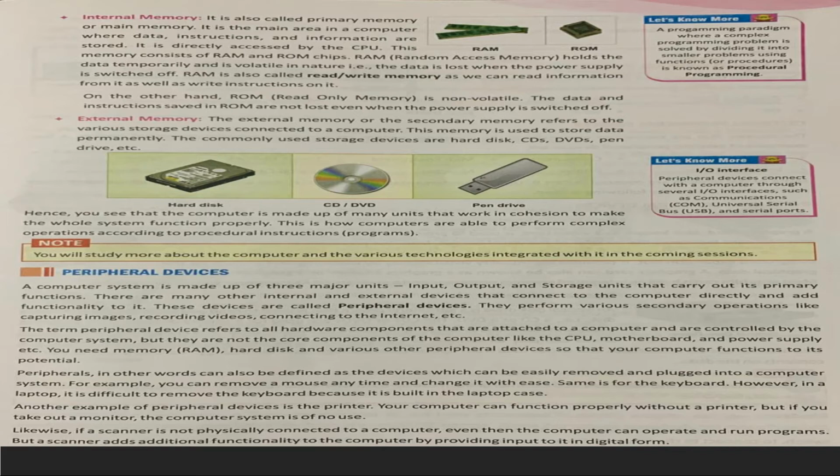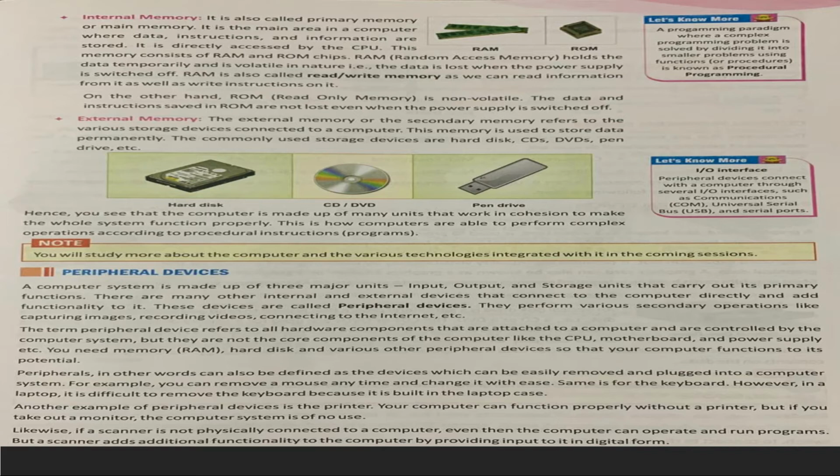You can see out here what procedural programming is, a programming paradigm where a complex programming problem is solved by dividing it into several steps. This is also known as procedural programming. We often do that using the Python and C++ languages.